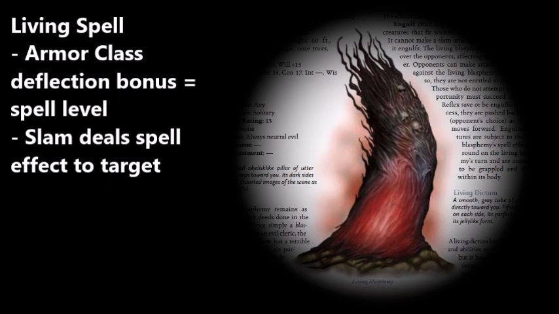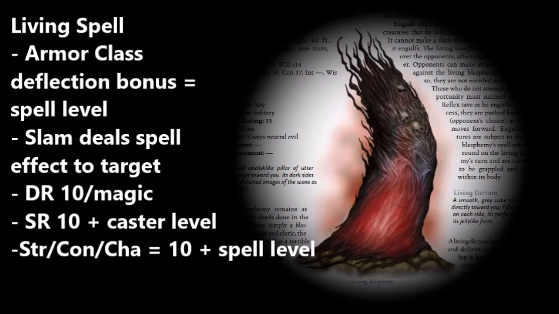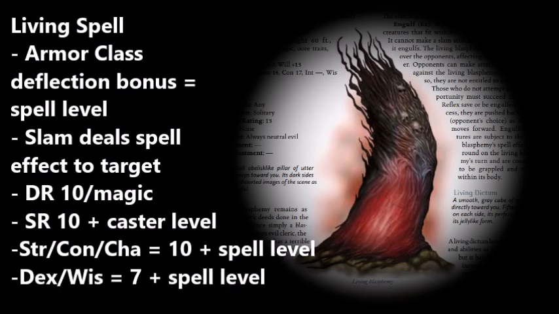Appropriately for a creature formed entirely from magical energy, the Living Spell has damage reduction 10/magic, and spell resistance equal to 10 plus its caster level. For its ability scores, a Living Spell gets Strength, Dexterity, and Constitution equal to 10 plus its spell level. It gets Dexterity and Wisdom equal to 7 plus its spell level, and it has no intelligence score, being a mindless creature. It also gets no skills or feats because of this.